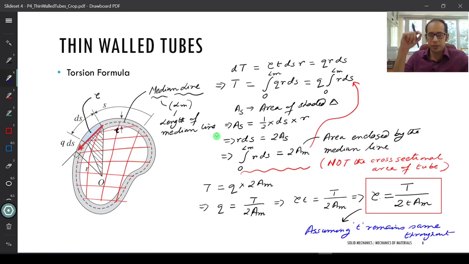shear stress may be different at different points, but the product of the shear stress and the thickness at those points are the same. And if you consider the thickness to be the same throughout, this is how your tau is dependent upon the applied torque. Remember, if the thickness is the same throughout, your tau is also going to be the same throughout, because your tau times t is a constant, right? Okay. All right, now moving on. So this was the thin wall tubes.